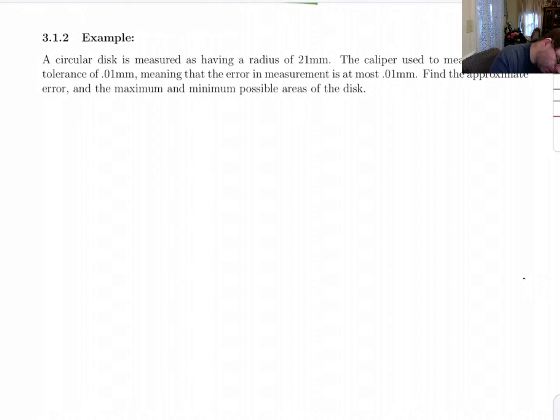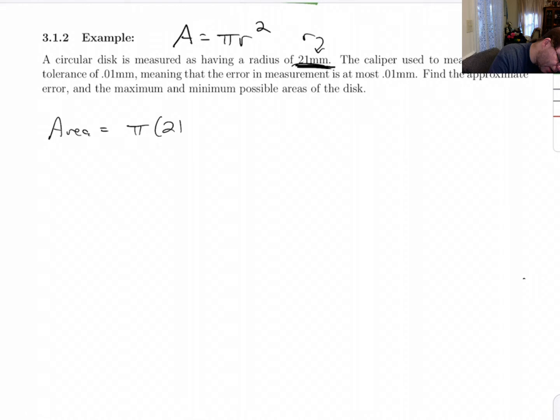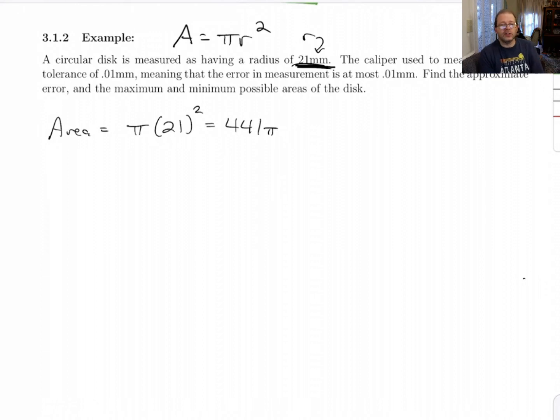Okay, so let's see, we've got a disk here. The area, of course, is pi r squared. And so the area of the disk, if the radius is 21, is pi times 21 squared, which is 441 pi. So that would be the exact area of this disk if the measurement was completely accurate. It would be 441 pi square millimeters.